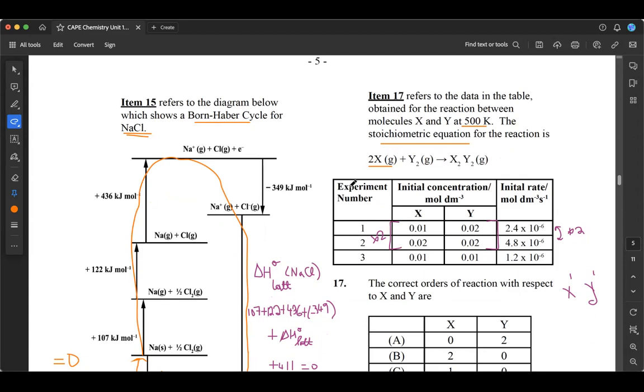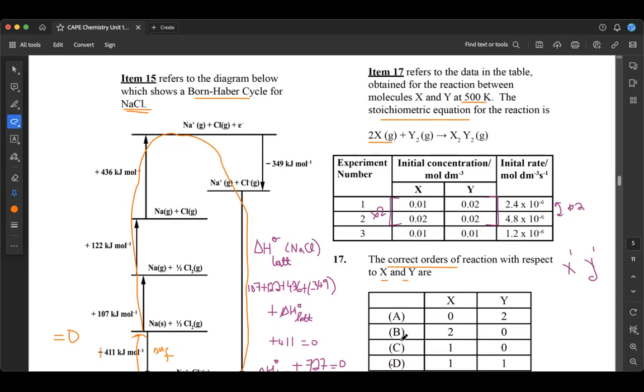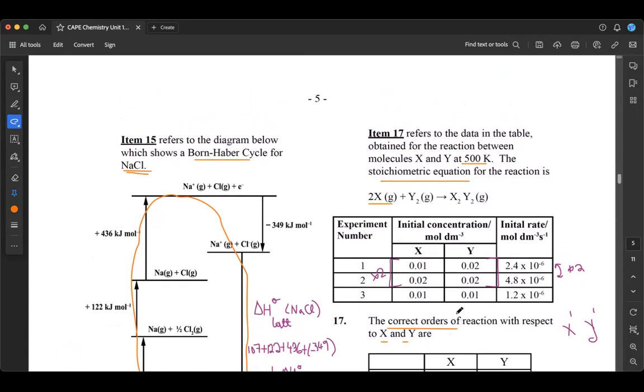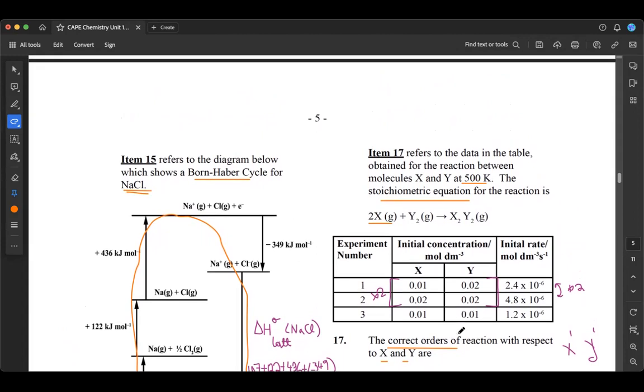Now they're showing us 3 experiments, experiment number 1, 2, and 3, with initial concentrations of each of these species, and then the initial rate that's associated with these concentrations. They're saying the correct orders of reaction with respect to X and Y are, so we have to find it. So before we even look at what they're giving us to choose, let's look at the actual table to see if we can come up with the orders of the reaction with respect to the reactants, okay?